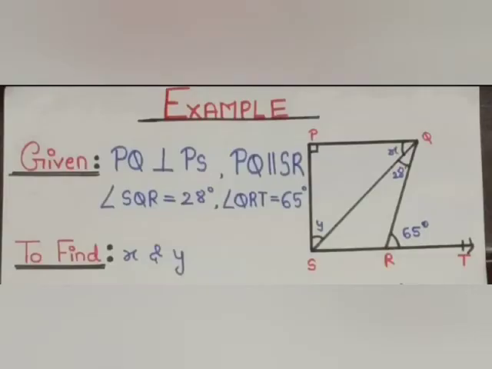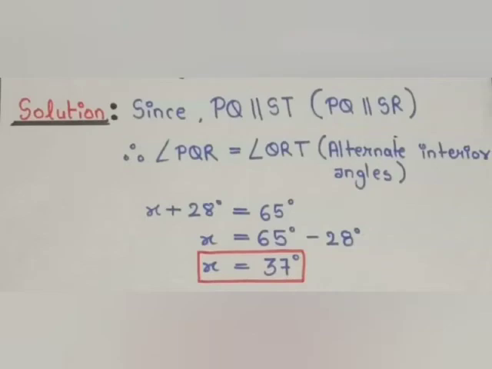I am taking one example to explain this theorem. In the figure, PQ is parallel to SR and PQ is perpendicular to PS. Angle SQR and angle QRT are given, which are 28 and 65 respectively. Now we have to find the values of X and Y. For this, since PQ is parallel to SR or ST, angle PQR and angle QRT are alternate interior angles. They are equal. So X plus 28 is equal to 65. Now transpose 28 and we get the value of X as 37 degrees.